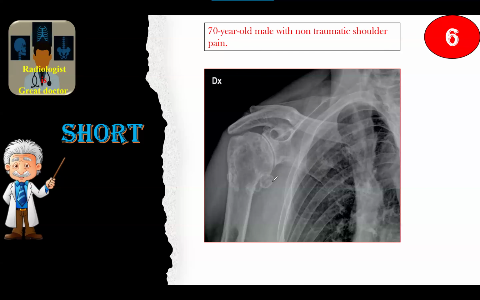Very good. We have here synovial osteochondromatosis, multiple ossific intra-articular bodies. The secondary effects: narrowing of the joint space, subchondral sclerosis, subchondral cystic changes. It's a secondary effect. Maybe also some acromioclavicular osteoarthritis. This is step one.